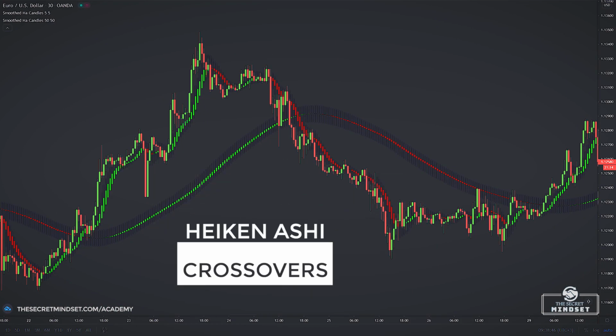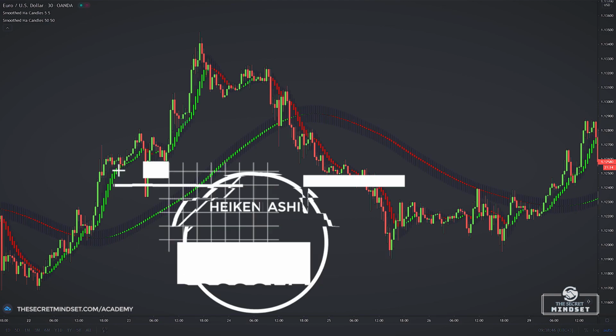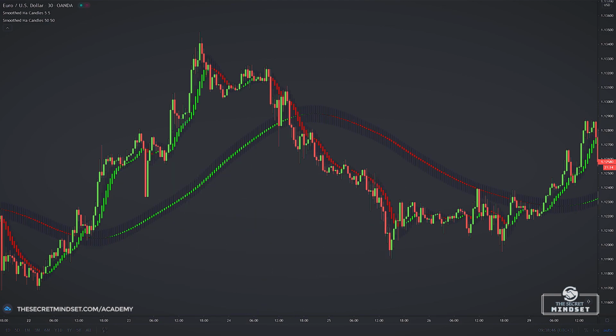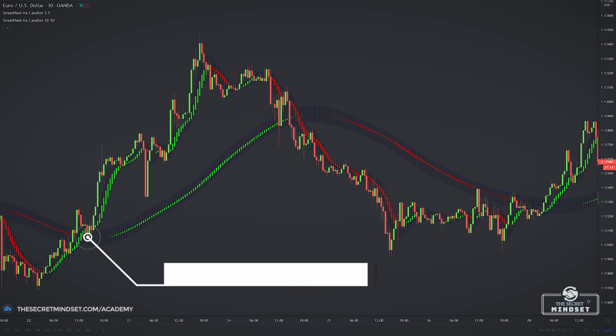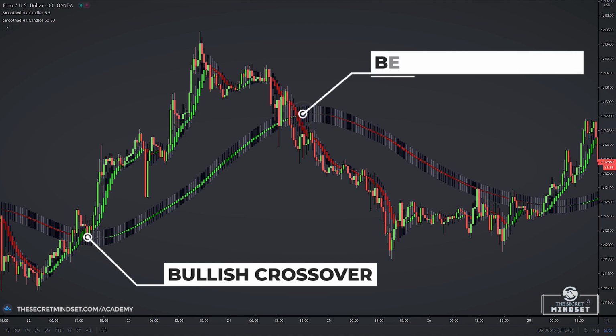Now, very important, when making use of multiple Smoothed Heiken Ashi, you might have the idea to trade when the lines will cross. A bullish cross is identified when the short-term Smoothed Heiken Ashi crosses above the long-term Smoothed Heiken Ashi, while a bearish cross represents the short-term Smoothed Heiken Ashi crossing below the long-term Smoothed Heiken Ashi.